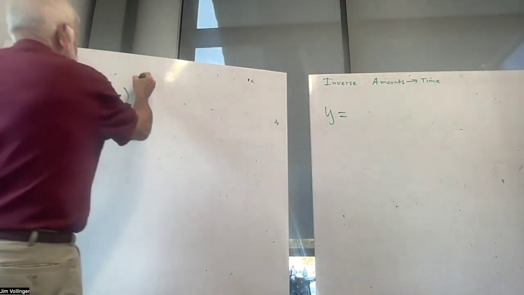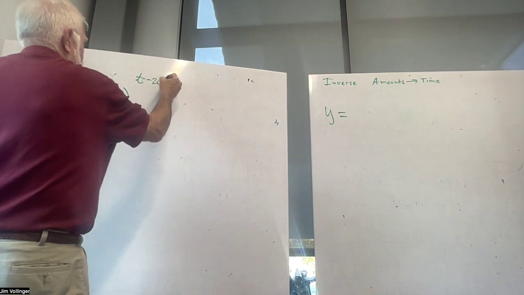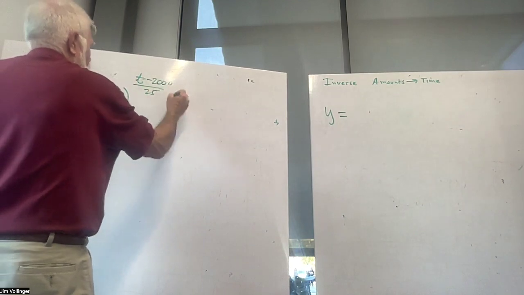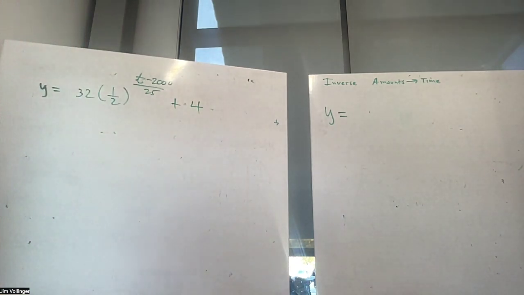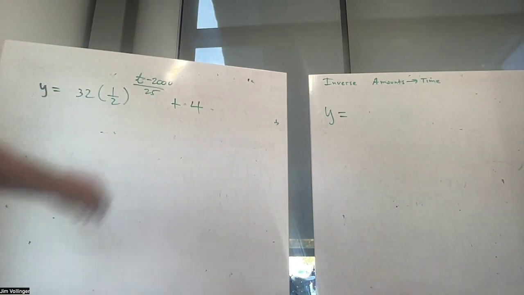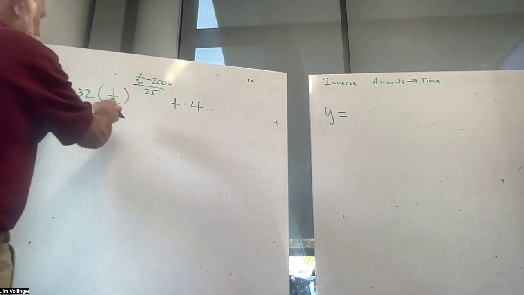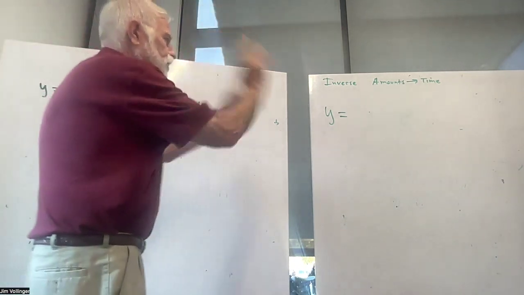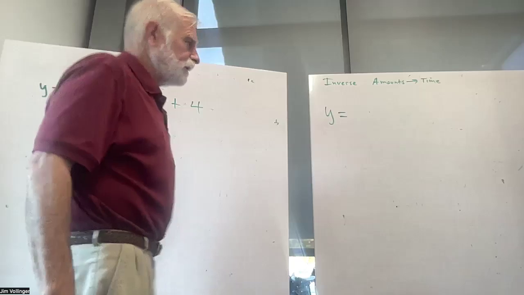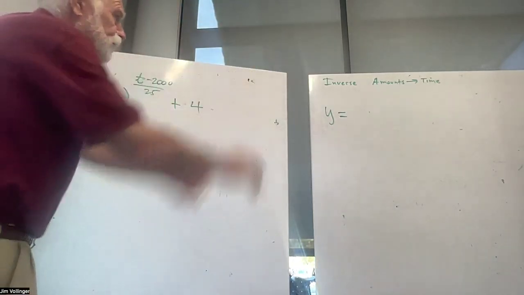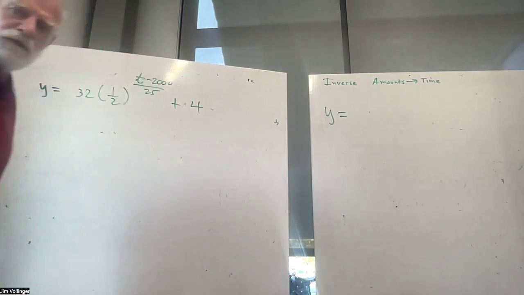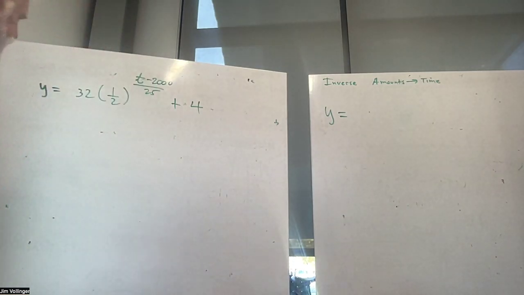T minus 2000 over 25 plus 4. Yeah, that should work nicely. All right, so you have a go at it. Pause the video. You try to get the graph of this with the differentials. Do the inverse over here. Get the inverse. And maybe this time I'll write the inverse first, and then we'll do the graph. So we get a slightly different approach here.